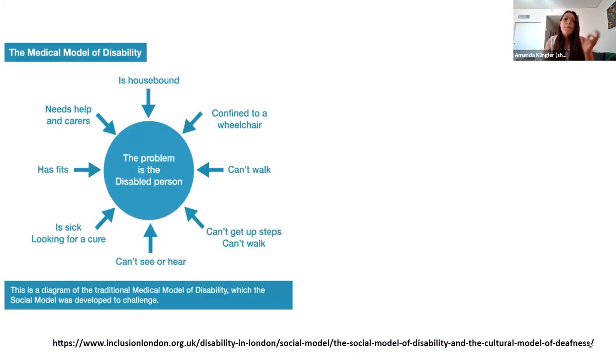So the medical model of disability essentially conceptualizes disability as a feature of a person. The problem is that the person is disabled, right? So the problem, as you can see here, is that the person uses a wheelchair, so they can't get up the steps. Or the problem is that the person cannot walk, and so they can't make the long distance from the car to the store. Or the problem is that they cannot see the menu at the restaurant, right? So the medical model of disability conceptualizes disability as a suboptimal way of being human that causes problems for disabled people in society.